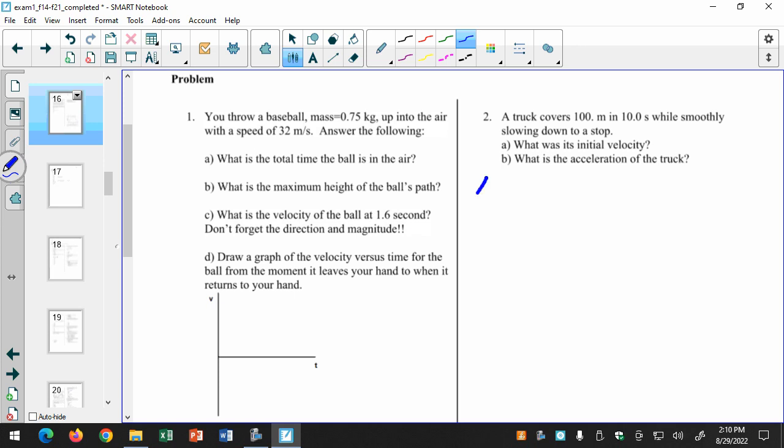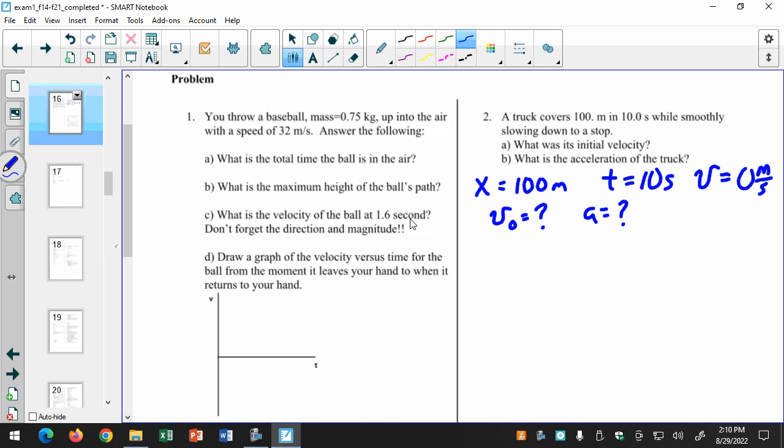So on any kinematics problem, the first thing you want to do is just write down what you know. I know that x is equal to 100 meters. I know that the total time is equal to 10 seconds. And then I got to do some reading and think about what's going on. I know that V naught is not 0 because it's starting out at some speed and then it's slowing down to a stop. So V naught is not 0, but V is equal to 0, right? Because it's starting and then it's stopping. So the final velocity is 0 meters per second. I don't know what the initial velocity is. In fact, that's one of the questions. And I don't know what the acceleration is, but I do know that that acceleration better be negative.